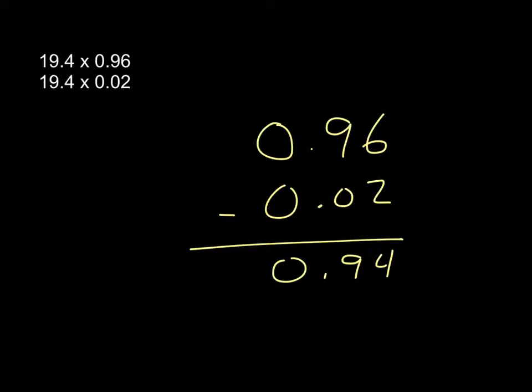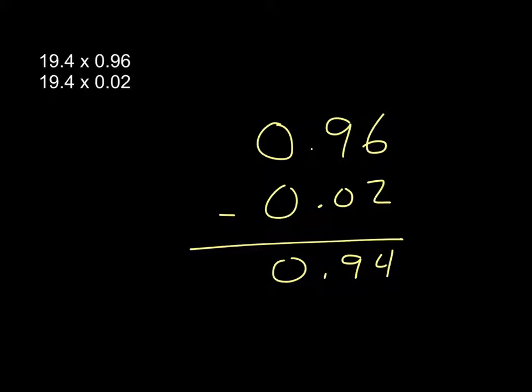Take a look at this problem. 19 4/10ths multiplied by 96 hundredths and 19 4/10ths multiplied by 2 1/100ths. Which is going to be greater, and is it going to be a little bit larger, or is it going to be significantly larger? For a problem like this, you can order it pretty easily in your head just by looking at the numbers to see 96 hundredths versus 2 hundredths. If you want to show your work, you can subtract it out, but you don't have to. I'm going to assume that you know that 96 hundredths is greater than 2 hundredths.